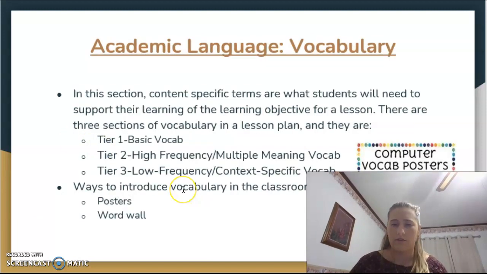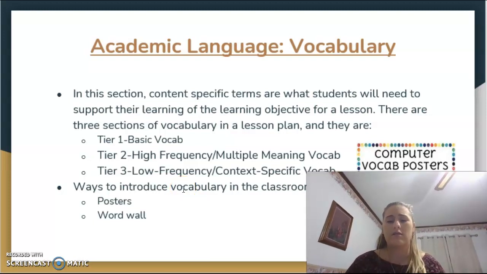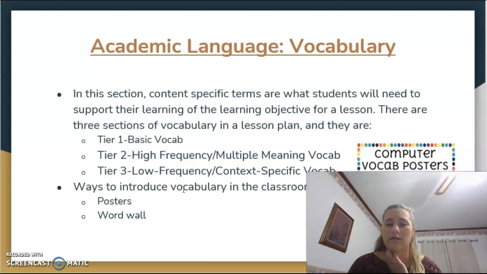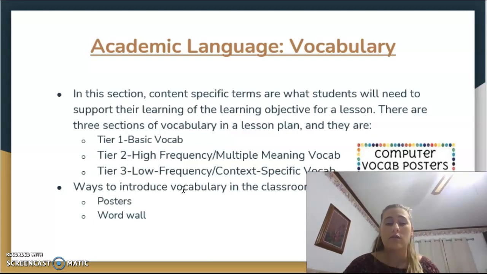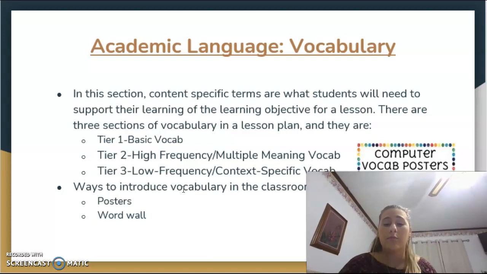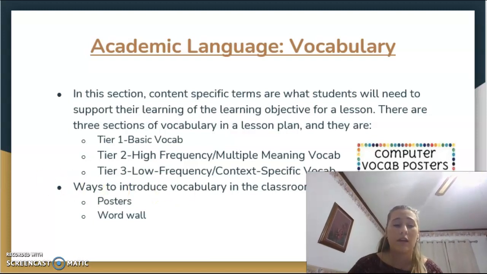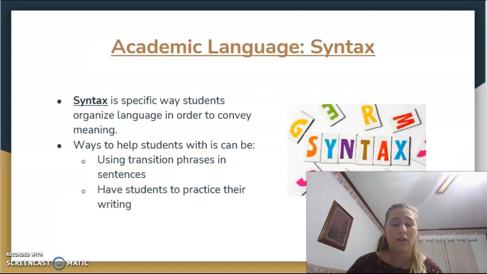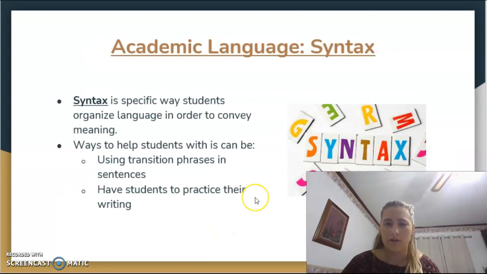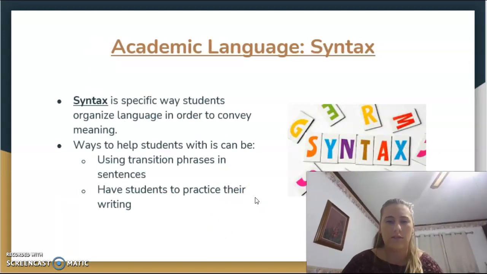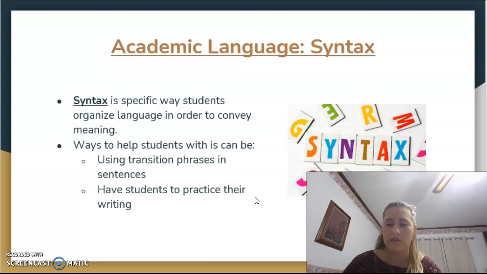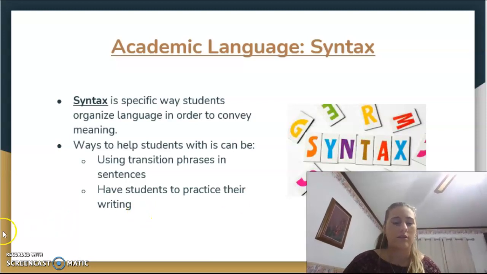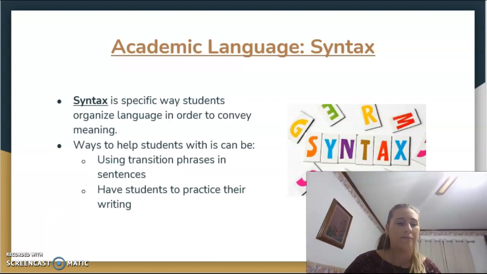Now we're going to talk about vocabulary, which is also a part of the academic language. There are 3 sections of vocabulary in a lesson plan, and they are Tier 1, Tier 2, and Tier 3. Posters and word walls are a few ways to introduce vocabulary in the classroom. Syntax is also another part of the academic language, which is specific ways to organize language in order to convey meaning. Using transition phrases and sentences and having students practice their writing are ways to help with this.